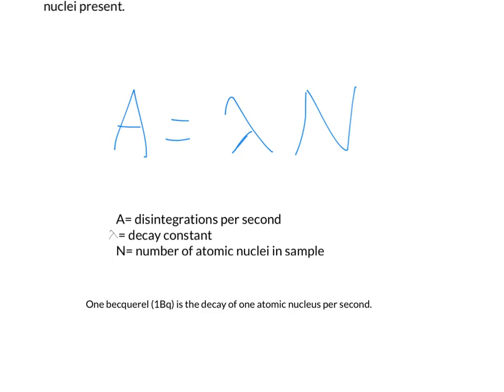So that leads us to the becquerel, which has the symbol capital B lowercase q. And a becquerel is the decay of 1 atomic nucleus per second. So if a sample has 2 nuclei decaying per second, then its disintegrations per second will be measured as 2 becquerel. Or 3 disintegrations per second will be 3 becquerel, and so on and so forth.